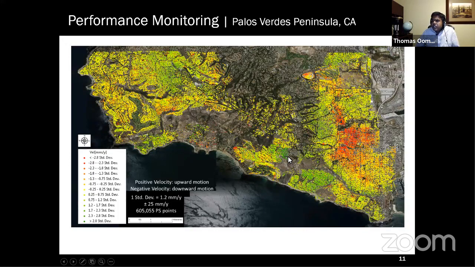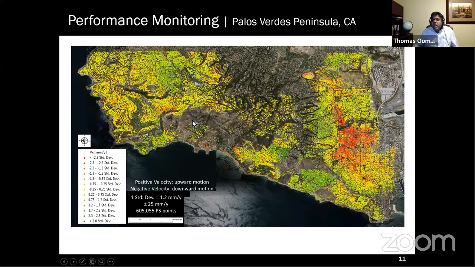In other areas, you can see that there is some uplift happening. We need to look carefully into what is causing that. Some of the areas you can see are mostly yellow. They don't have any major movements. Now, there are some areas where no PS points were obtained. For example, here you can see there are no PS points. There are parts of the area here where you don't have PS points.